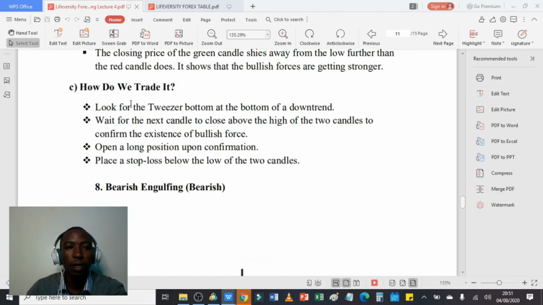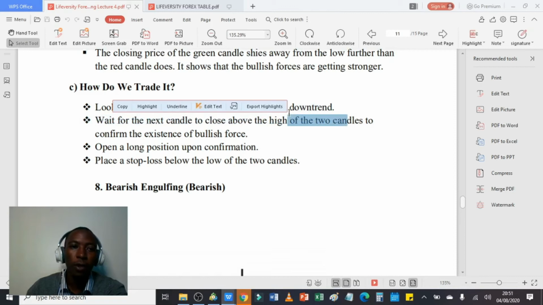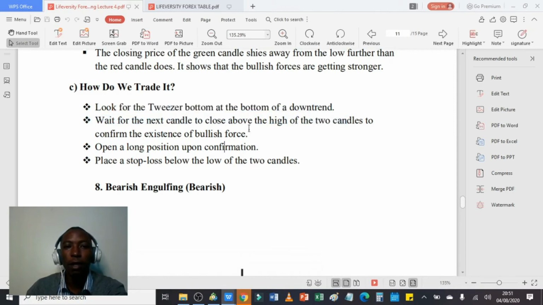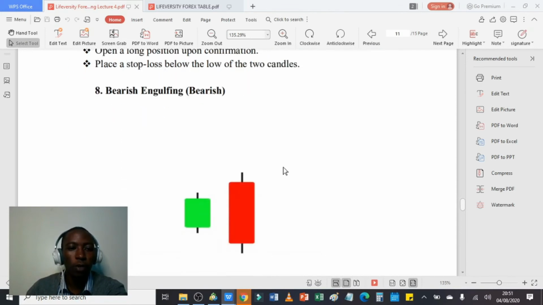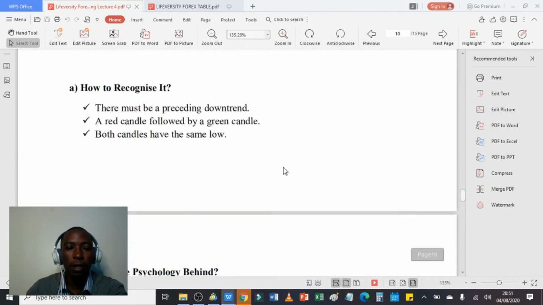How do we trade it? Look for the tweezer bottom at the bottom of the downtrend. Very important. And then wait for the next candle to close above the high of the two candles to confirm the existence of the bullish force, and then open a long position upon confirmation. Place a stop loss below the low of the two candles. This is a tweezer bottom.